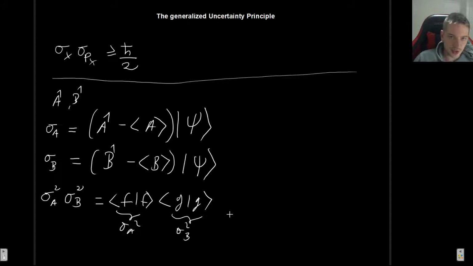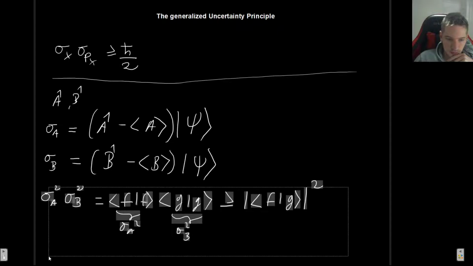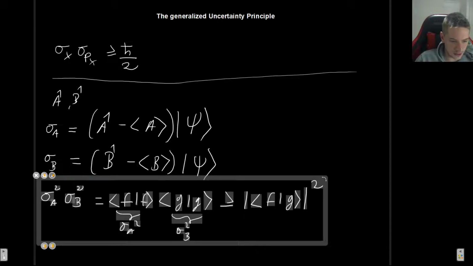But what does the Schwarz inequality tell us? The Schwarz inequality tells us that when we have these two different inner products, their product will always be greater or equal than the modulus of the inner product between f and g, squared. So that's what the Schwarz inequality tells us. And this is what we now want to use. So let's see, I'm going to copy this and take it to the next page.